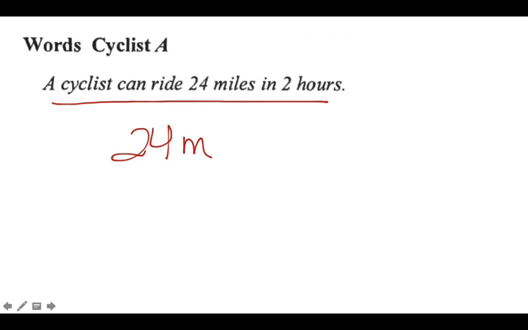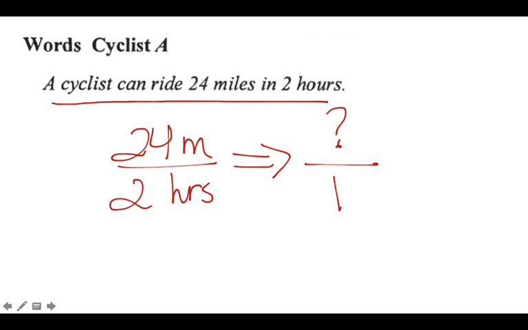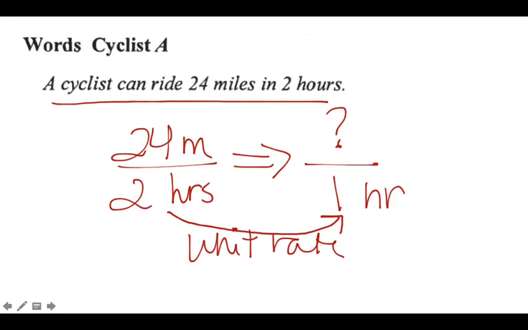Okay, so I just zoomed in a little bit. You don't need to write this down unless you want to take any notes, but for cyclist A, we have a cyclist can ride 24 miles in 2 hours. So to find my unit rate, I'm going to say how much for 1 hour. Remember, unit rate is where we take our denominator number, which is usually the time, like miles per gallon, whatever's after the per or in.